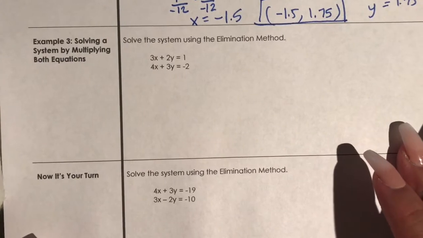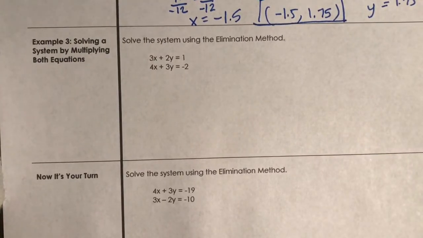Alright, example number 3. Solving a system by multiplying both equations. This will occur. We're going to do this in this example and the second example, and then you're going to have a worksheet to review the different methods that we've been learning in these videos. So, I do not have the additive inverse, but I'm pretty close.